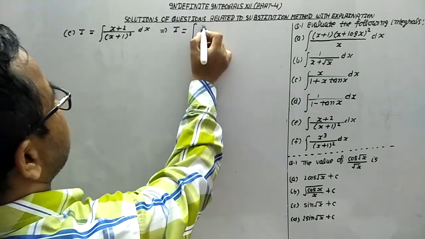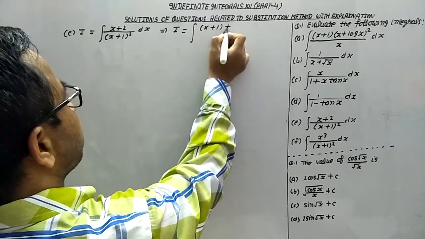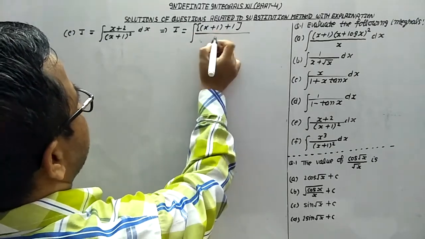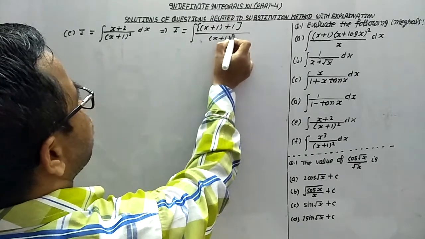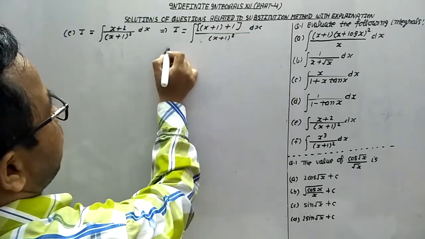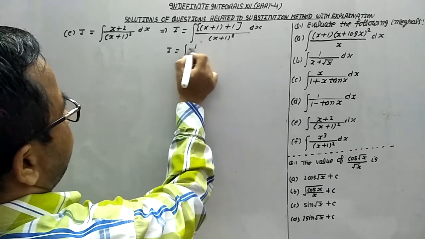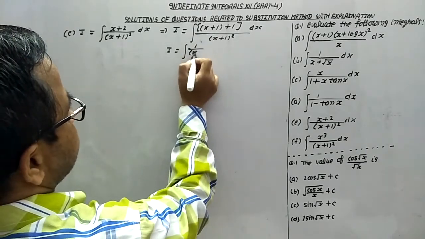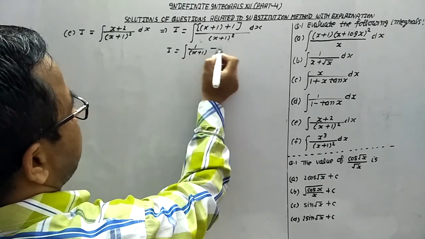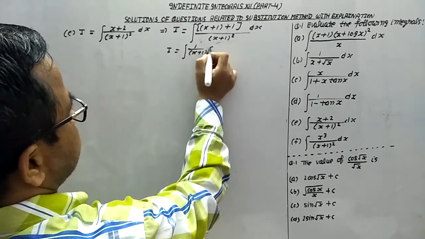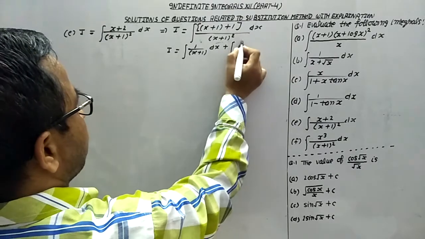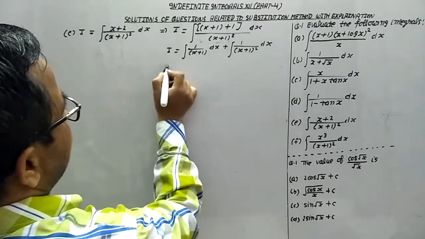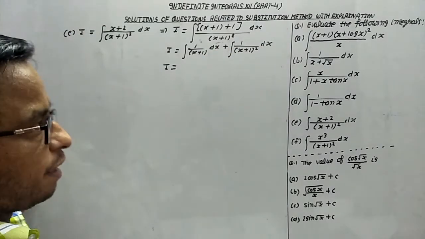I is equal to the integral of (x plus 1) dx upon (x plus 1) whole square, dx. Now keeping it separate, this becomes 1 upon x plus 1 dx plus the integration of 1 upon (x plus 1) whole square dx. Now look at this, I am doing it directly.